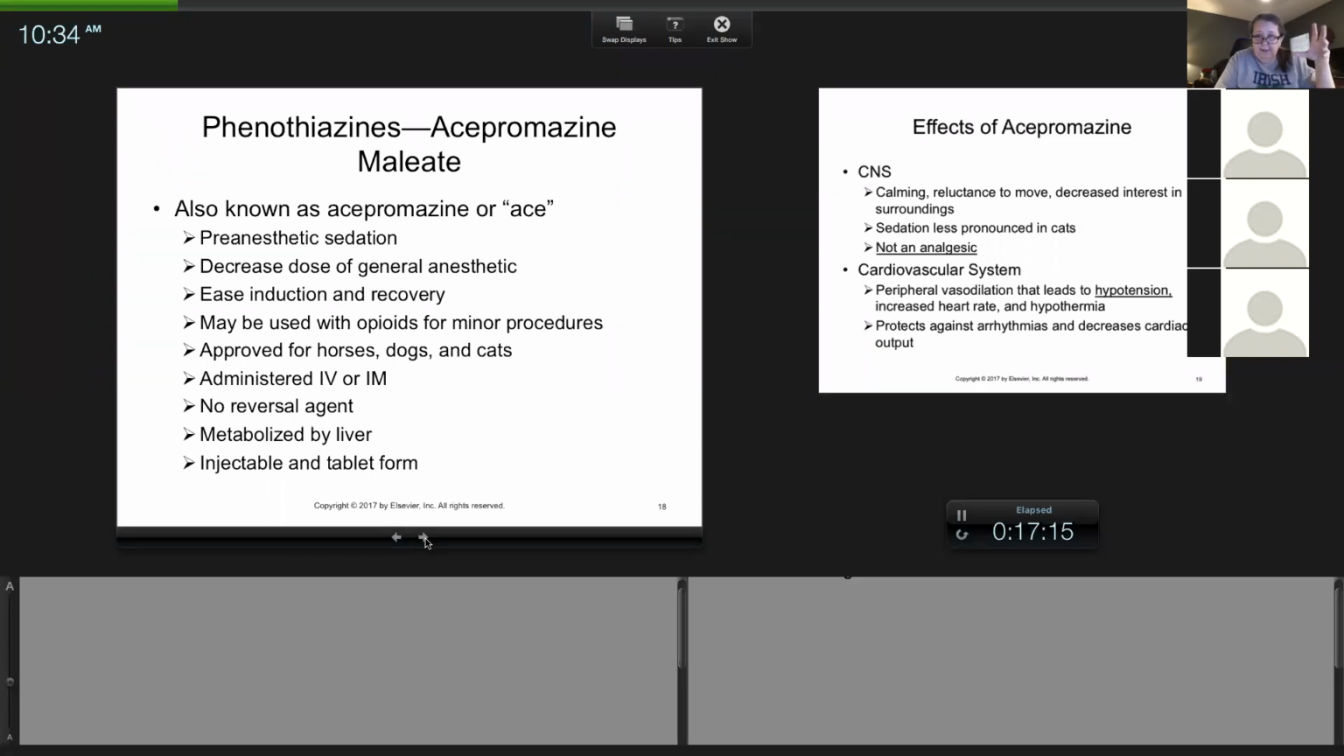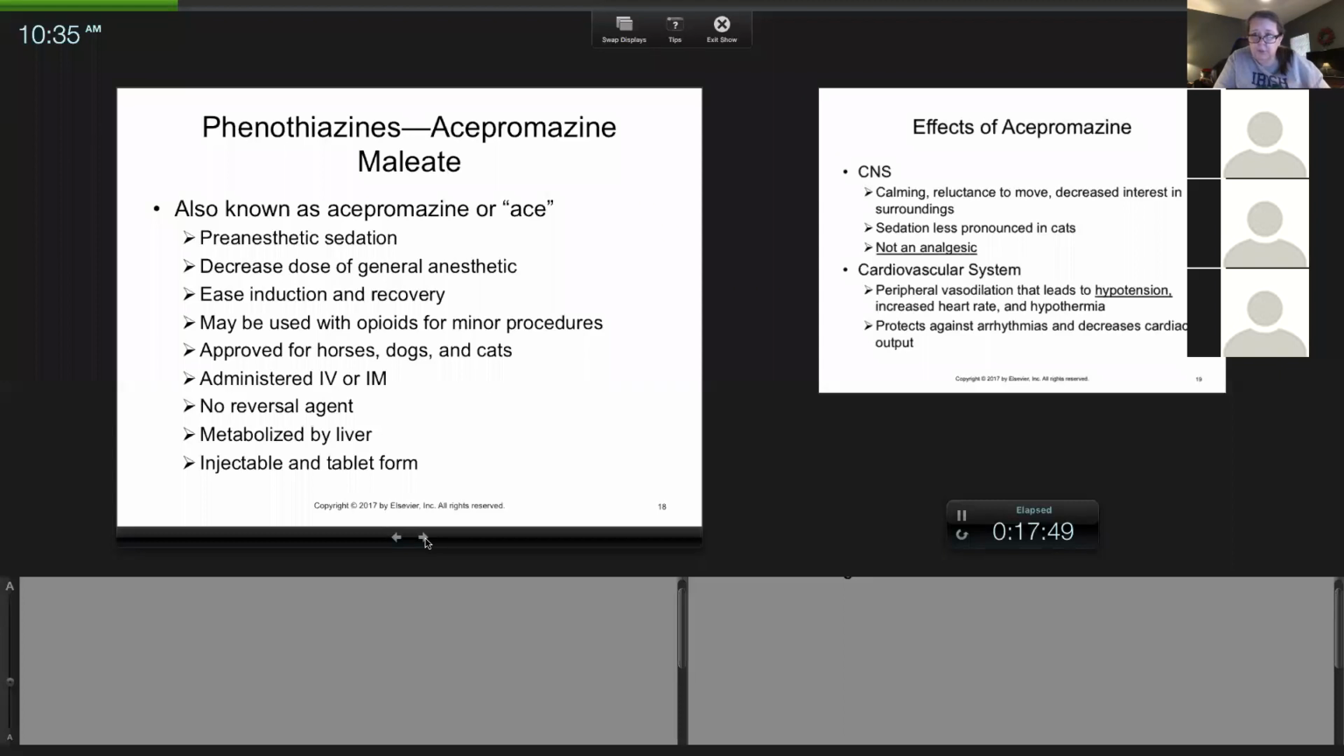The reason we give ACE is to sedate them, to calm them prior to anesthesia. If I pre-sedate them, I'm going to use probably less induction agent and less anesthetic gas. The more calm my patient is pre-op, it's called anesthetic sparing. If I can pre-sedate them, I'm not going to need as much induction agent. So it decreases my general anesthetic, it decreases my induction, and it hopefully helps them recover.